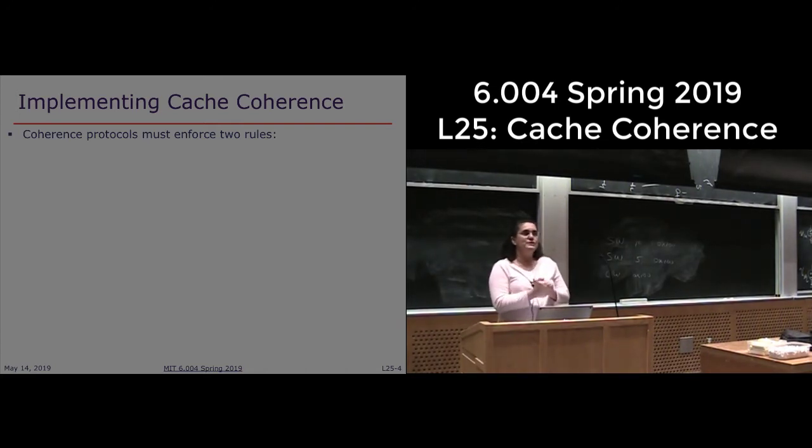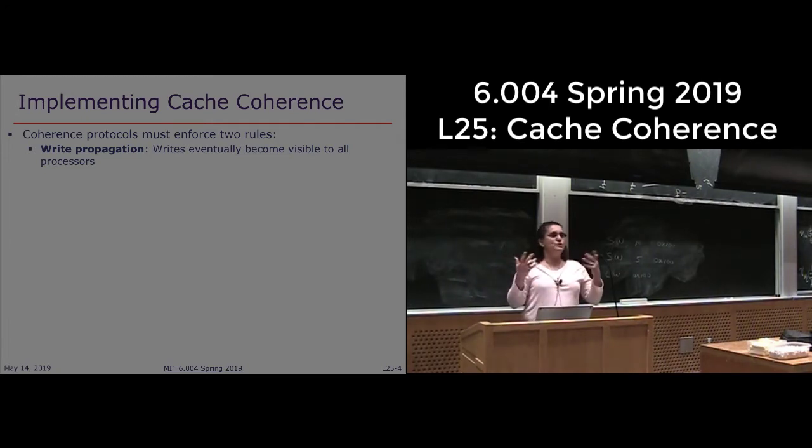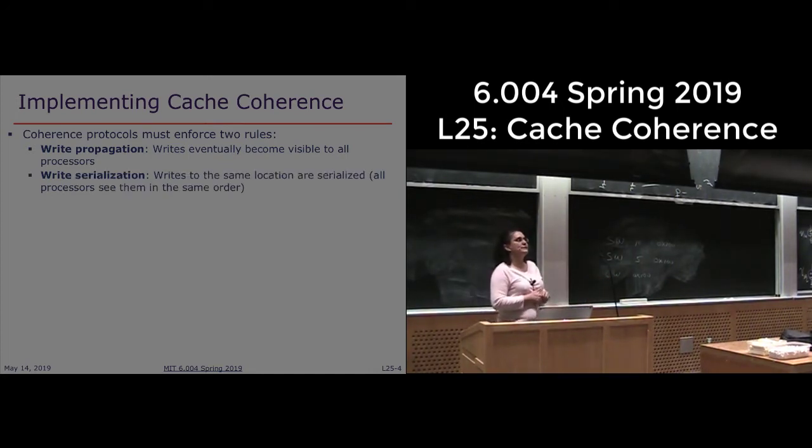All right, so in order to have cache coherence, we have to make sure that we follow 2 rules. The 2 rules are the following. The first is write propagation, which basically says that when any of my processors do a write, eventually that write is going to become visible to all of my processors. And the second thing is what we call write serialization, which is that writes that are done to the same location must be seen by all processors in the same order, okay? So how do we go about satisfying both of these rules?